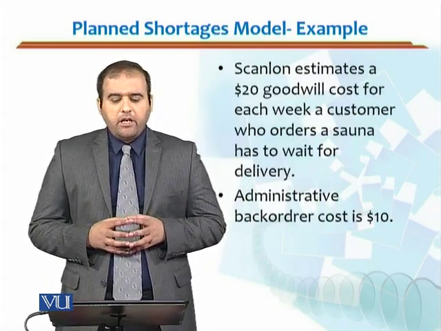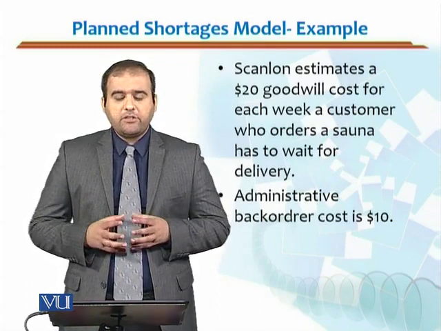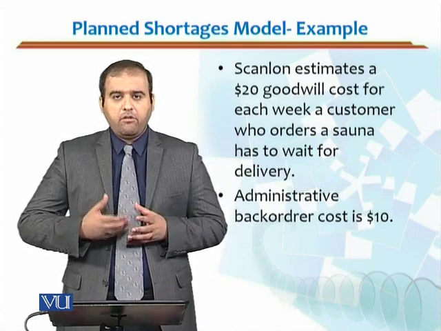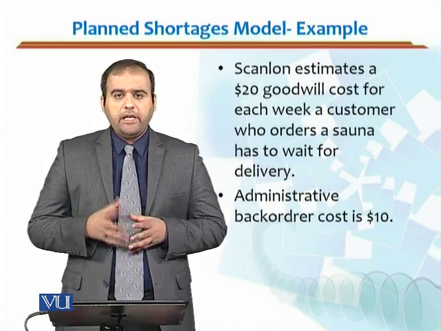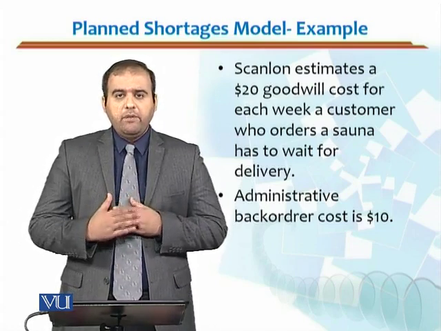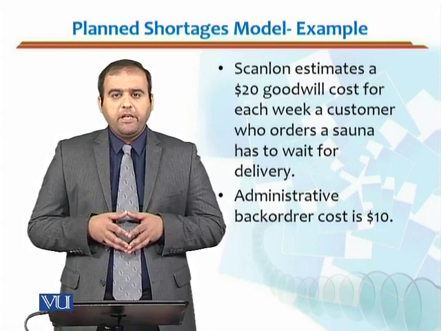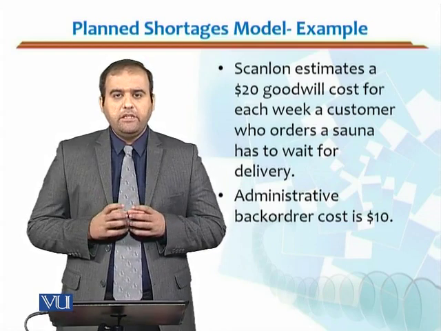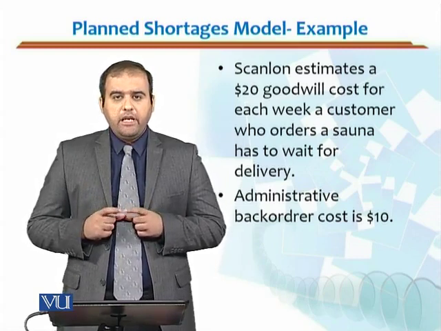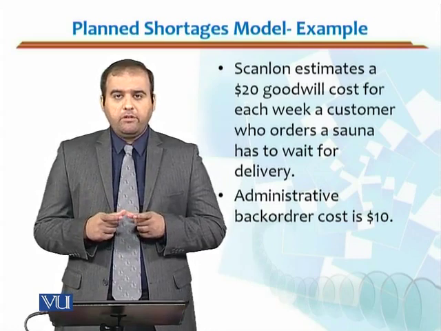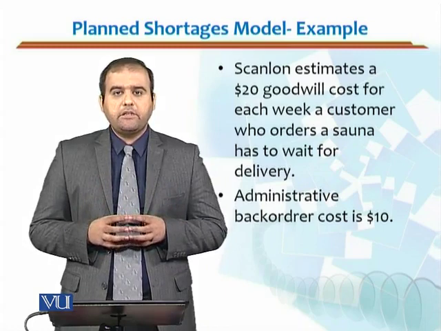So Scalon estimates a $20 goodwill cost for each week a customer who orders a sauna has to wait for delivery. Even for a back order, the customer is dissatisfied. Yes, he is getting the product, but he is not getting it at the time he requires. So we want to limit this, so that not too many customers are back ordered and it stays at an optimal level, so that the goodwill cost does not increase too much. The administrative back order cost is $10. This is internal to the organization. Goodwill cost, as you must have understood, is external, coming from the dissatisfaction of the customers.